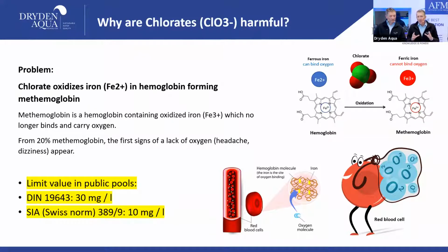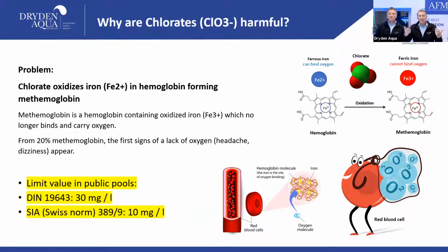Chlorate has a negative impact on your red blood cells transporting oxygen to the cells in your body. There's a molecule in the red blood cells called hemoglobin. Hemoglobin has iron, Fe2+, which is able to attach an oxygen molecule and move this to the cells in your body. If you expose hemoglobin to chlorates, then the chlorate will oxidize the iron in the hemoglobin into Fe3+, which now will no longer be able to bind the oxygen molecule and move it to the cell.